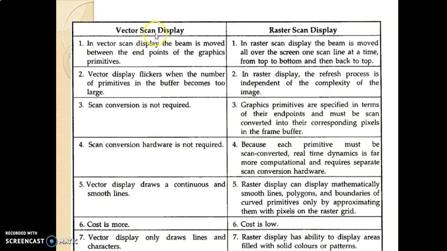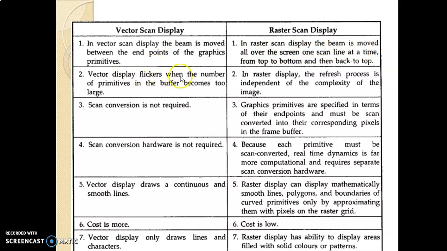Random scan is also called a vector scan. Here the beam is moved between the endpoints of the graphic primitives, whereas in the raster scan, the beam is moved all over the screen, one scan line at a time. Line by line, it draws the image.